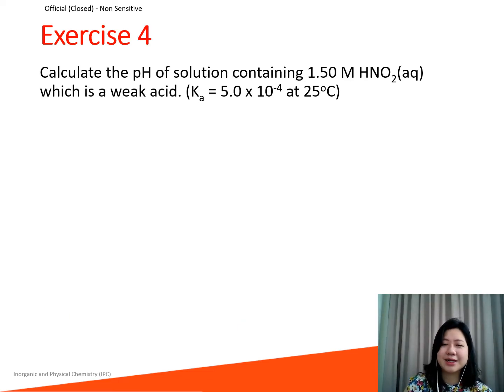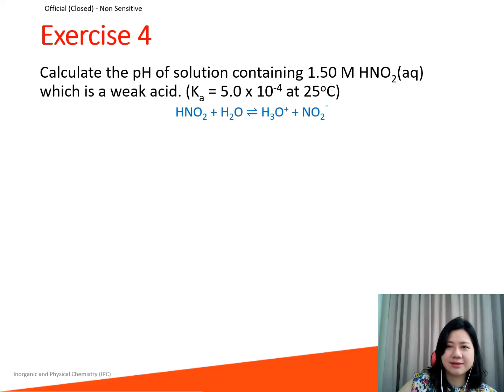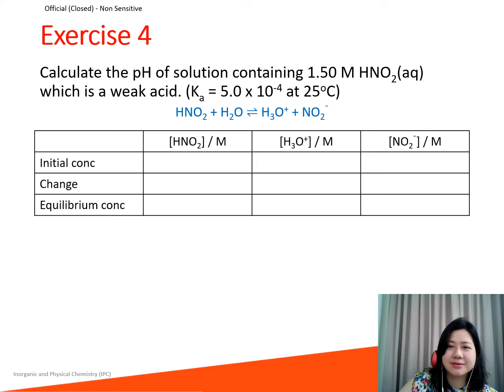Now let's try another question where you are given the Ka of a weak acid, HNO2, and are asked to calculate the pH of a 1.5 molar HNO2 solution. Once again, let's start by writing the acid dissociation reaction. Let's also construct the ICE table.